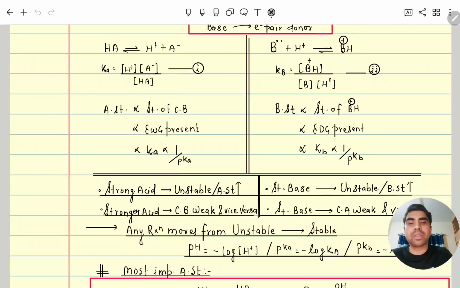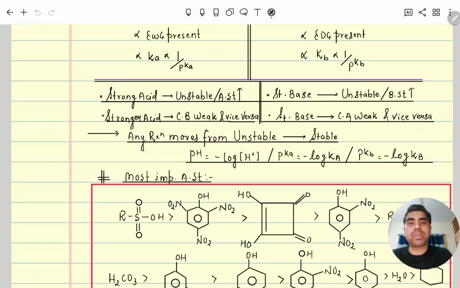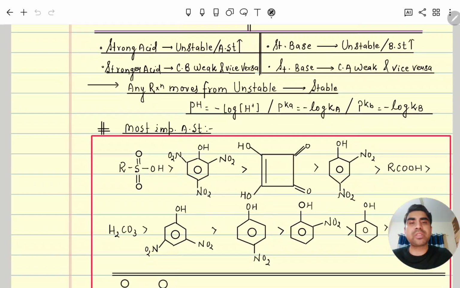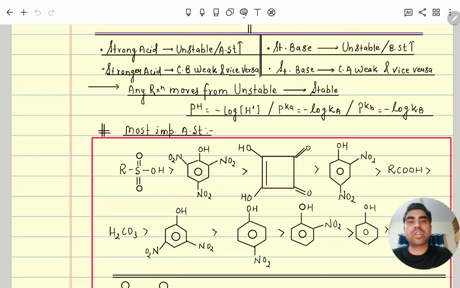Next, what is the meaning of a strong acid? A strong acid means an acid which is unstable and highly reactive, so its acidic strength will be more. As acidic strength is more, it will move in the forward direction, meaning it will furnish more H plus. So always remember, a strong acid's conjugate base is weak, and vice versa. If it is a weak acid, its conjugate base will be strong.